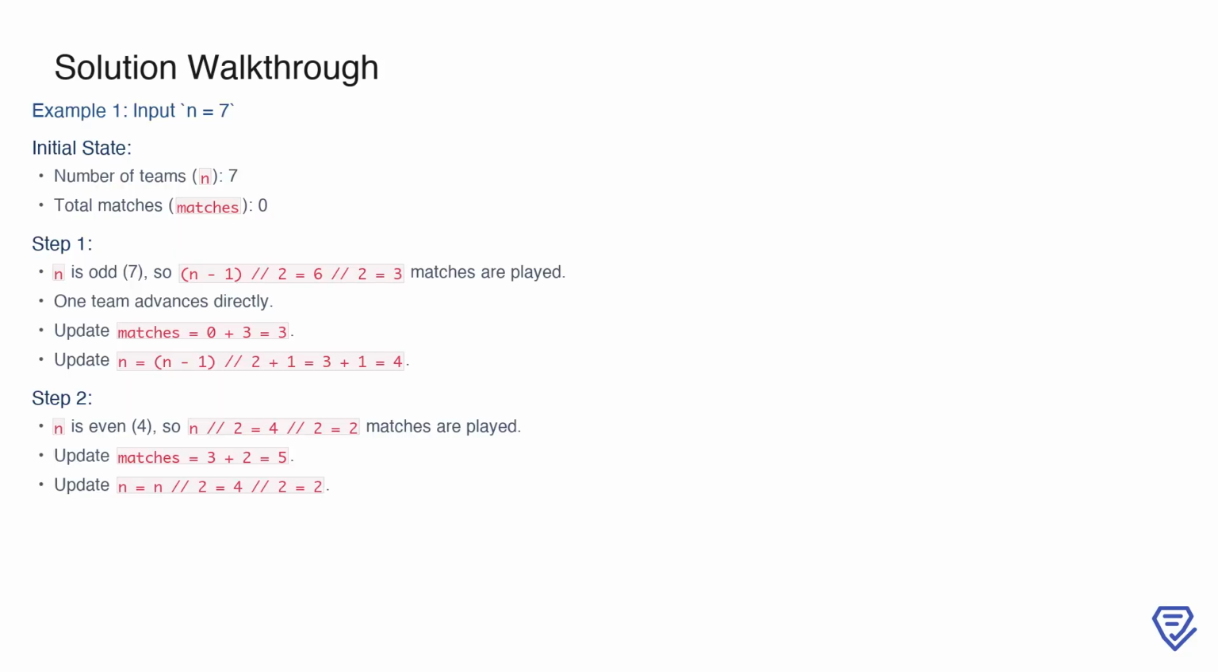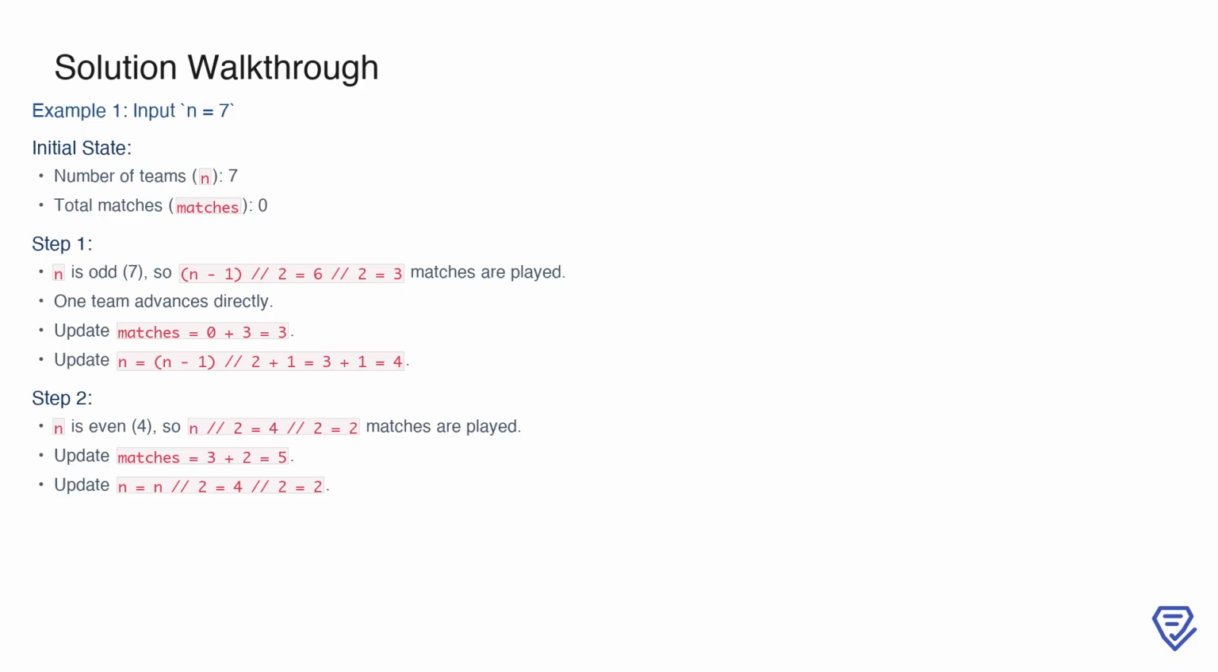To solve the problem of counting the matches in a tournament, let's start with an example where the input is n equals 7, meaning there are 7 teams initially. At the beginning, the total number of matches played, matches, is set to 0. In the first step, since the number of teams, n, is odd, we calculate the number of matches as (n - 1)//2. Substituting the value 7, (7 - 1)//2 gives us 3 matches. 1 team advances directly to the next round, so we update the total matches to 0 plus 3 equals 3 and the remaining number of teams to (7 - 1)//2 plus 1, which is 4.